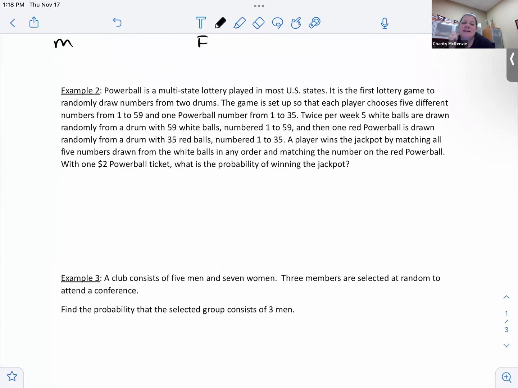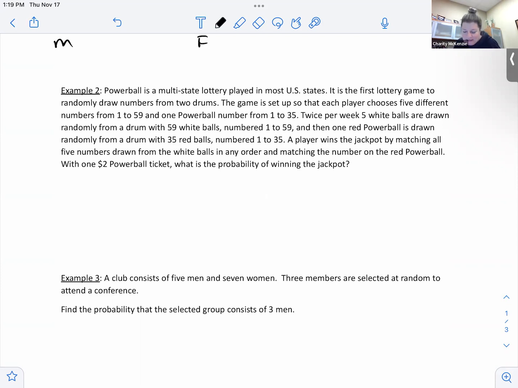Powerball is a multi-state lottery played in most states. It is the first lottery game to randomly draw numbers from 2 different drums. The game is set up so that each player chooses 5 different numbers from 1 to 59 and a Powerball from 1 to 35. Twice per week, 5 white balls are drawn. So let's start with the probability. Okay, so we have white balls, we have red balls. You have to deal with those separately.